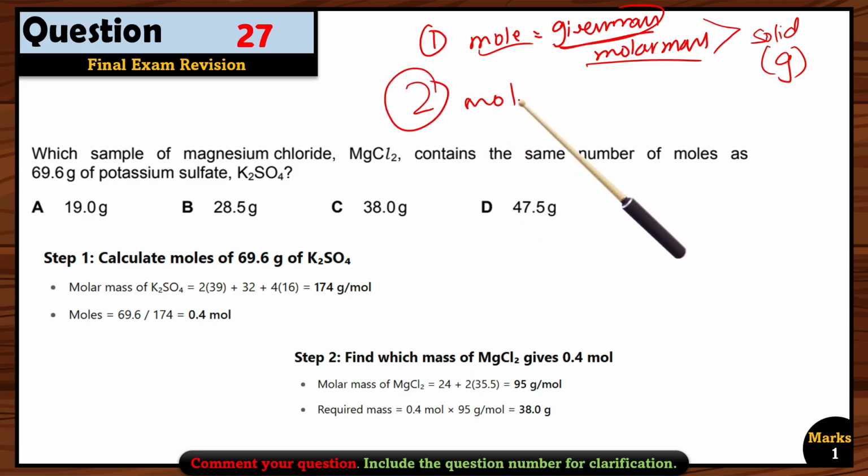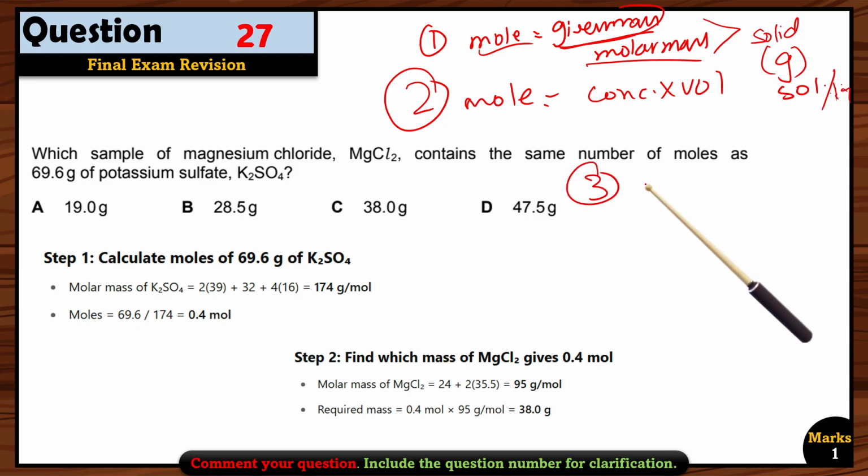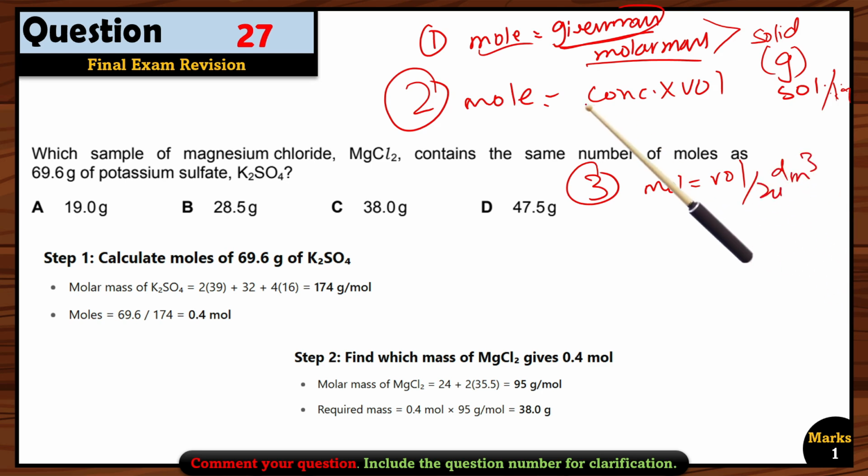Now let's see the second formula. That is also a formula of mole: mole is equal to concentration into volume. This formula is usually used for solutions or liquids. The third formula is for gases: mole is equal to volume over 24 dm cube. And your volume and concentration should also be in dm cube.